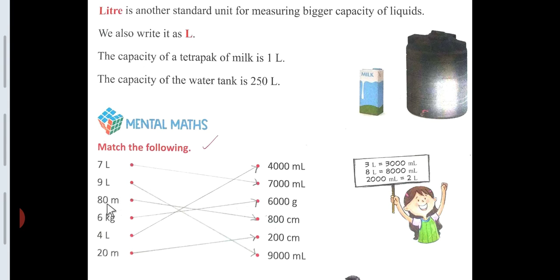See here, children, this is the wrong one. It is 8 meters is equal to 800 centimeters. 6 kg is equal to 6000 grams. 4 liters is 4000 meters. Again you can see this is a mistake. 2 meters is equal to 200 centimeters. So you can do the correction in your books.